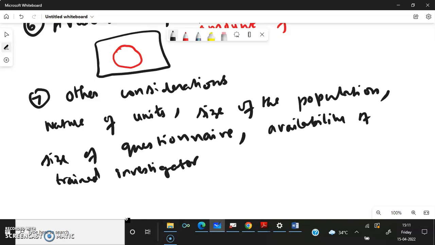Okay, how many trained investigators are there? Accordingly, I can select the sample. The investigator means the person who goes to the field and collects the data. They are said to be the investigators, right? Then the conditions under which the sample is being conducted.